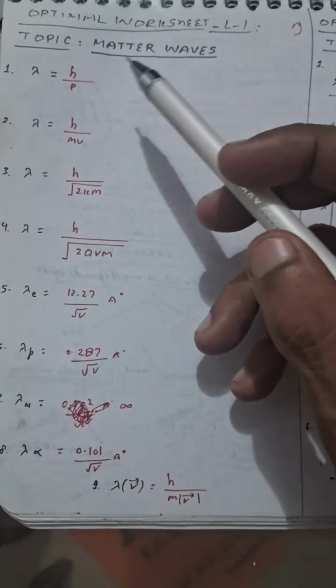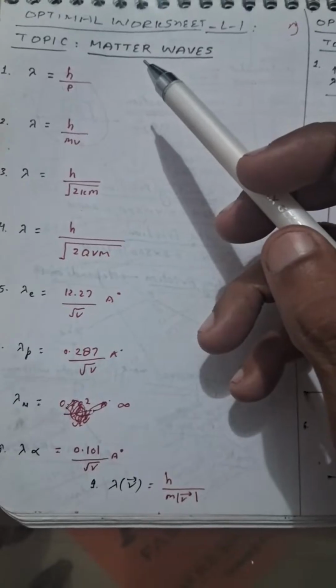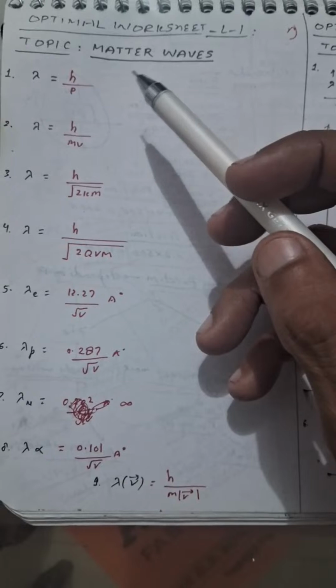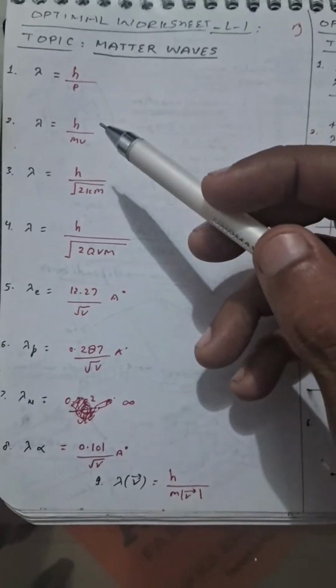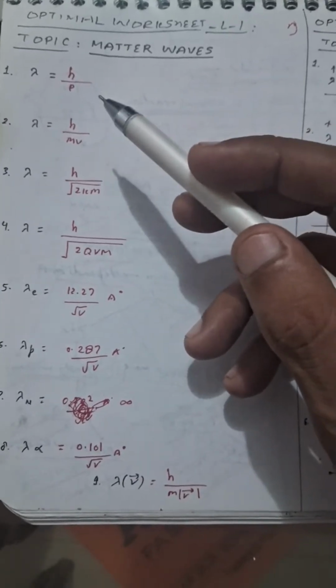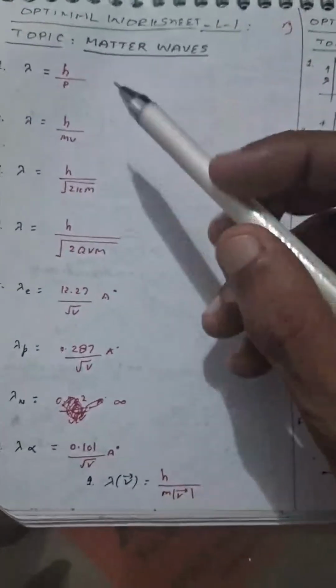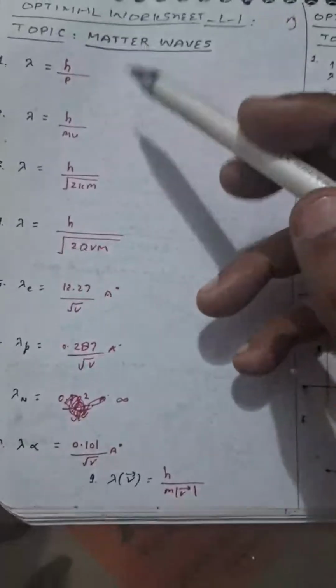So this concept was introduced by Sir de Broglie, and he was awarded the Nobel Prize for this concept of matter waves and its experimental verification for electron through the experiments of Davisson and Germer. So we are going to discuss something about this.